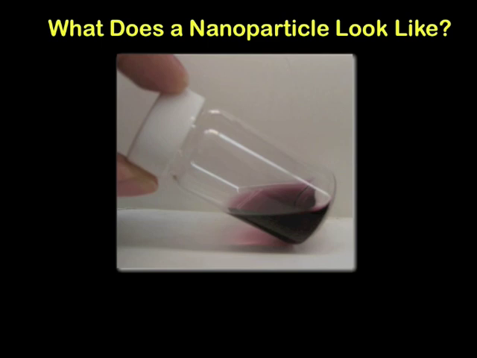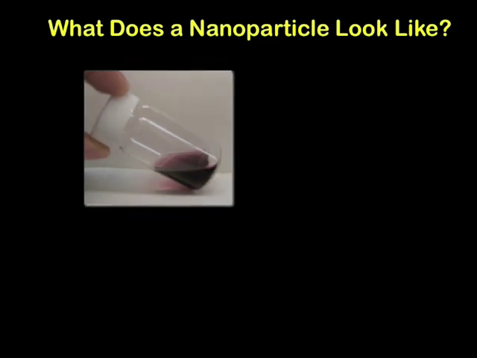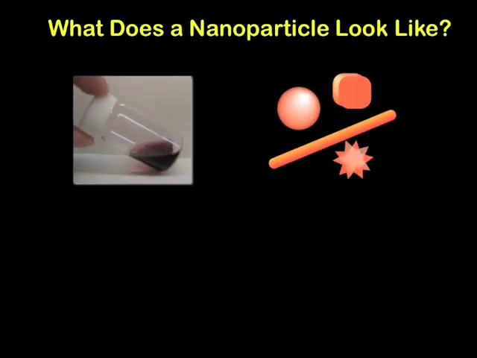For example, the vial shown here contains a solution of gold nanoparticles in water. Notice the red color, very different from the usual color of gold. The color of a gold nanoparticle solution is directly related to the size and shape of the nanoparticle. Gold nanoparticles may be synthesized in many different shapes, including spherical, cubic, rod, and even stars.